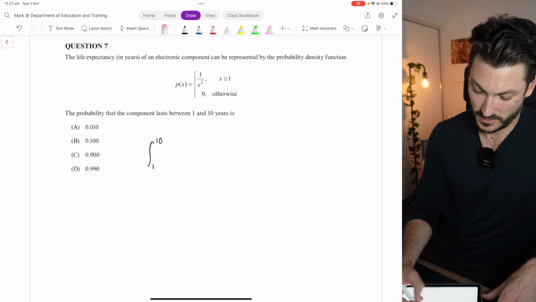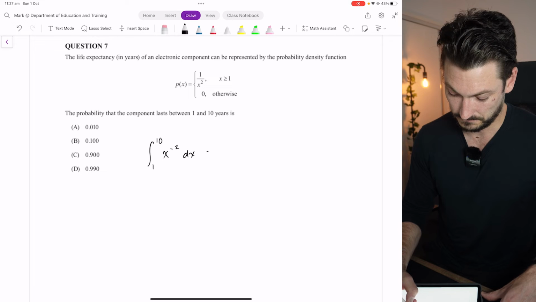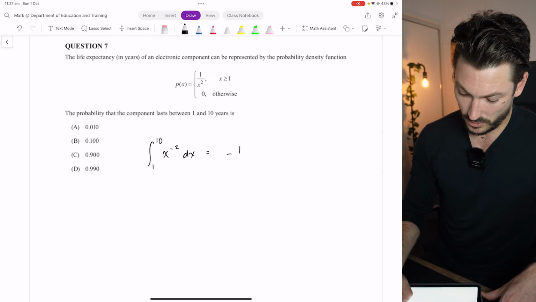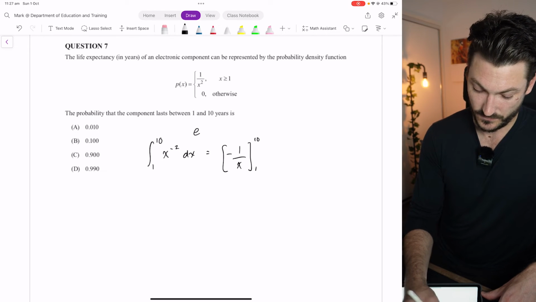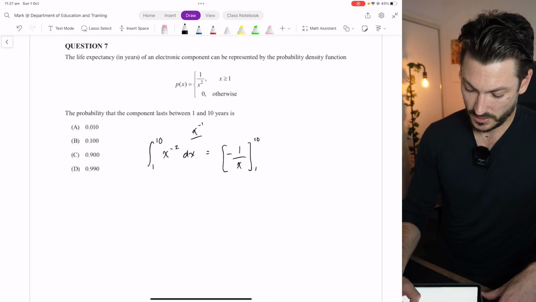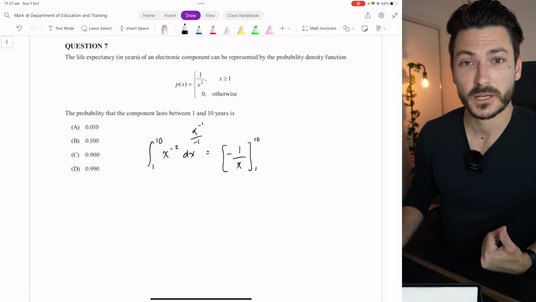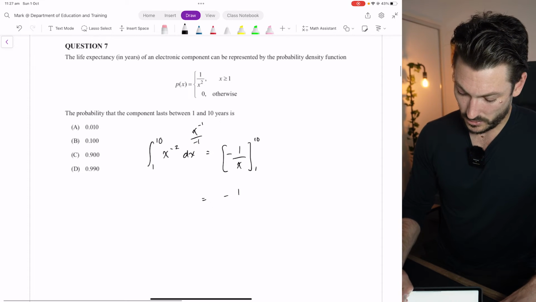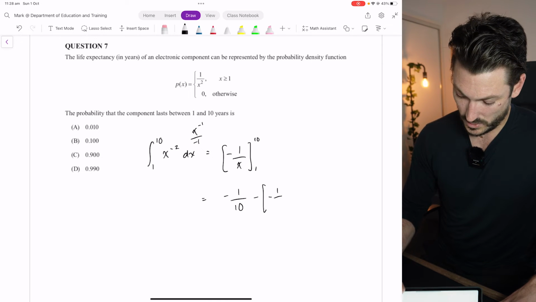I'm just going to write 1 over x squared as x to the negative 2 to save myself a bit of time. Integrate that: raise the power, divide by the new power. We get negative 1 on x between 1 and 10. Just a quick step there, that becomes x to the negative 1 divided by negative 1. The negative comes out the front, and the x to the negative 1 drops to the denominator. That's where I got negative 1 on x from. Substitute those values in, you get negative 1 on 10, take away, use your brackets, negative 1 on 1.